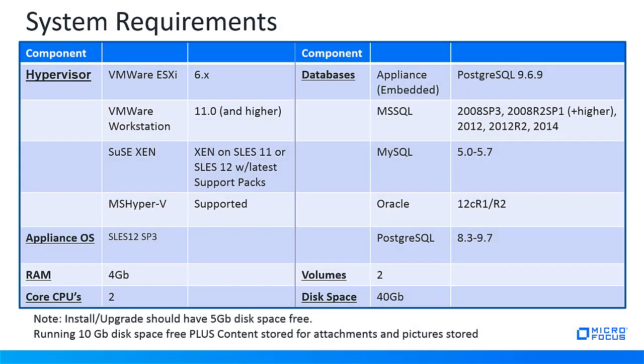And this slide shows us the system requirements. You have components on the left. Since it's appliance only, you have the hypervisors that are supported. You have the appliance OS. You have the RAM, core CPUs, the supported database versions, and you need 2 volumes. Remember, we add that VA storage. And then the disk space is a minimum of 40 gigabytes. And do note that if you're doing installs or upgrades, you should have at least 5 gigabytes disk space free and running 10 gigabytes space free, plus the content stored for attachments and pictures.